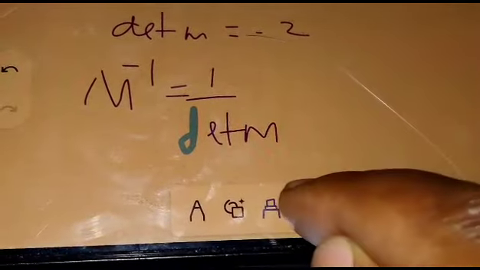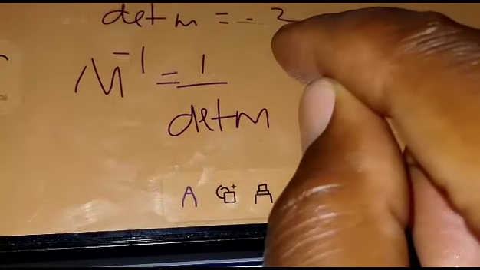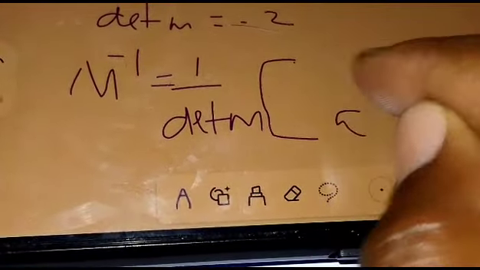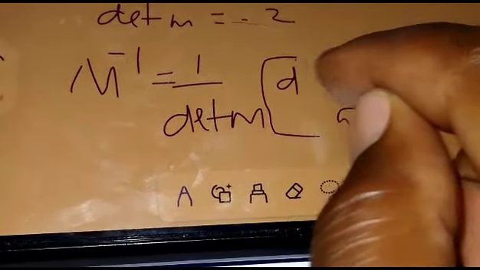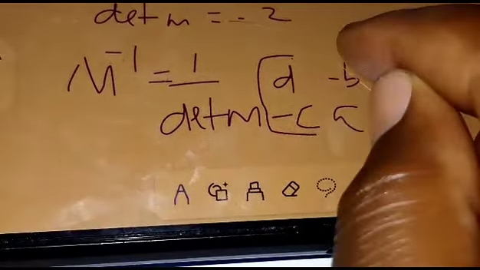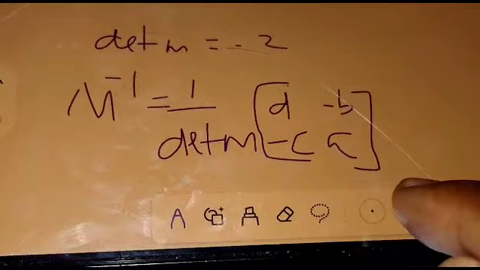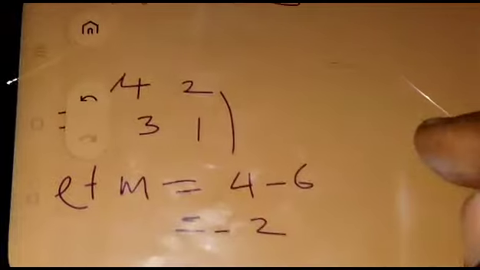Oops, I think we should do away with that and use the pen. So we have that. Then we have to interchange. A goes here, D moves up there, then the rest, B and C, acquire the negative sign. Okay, so that is what we do. We interchange that. All right, so let's go back to our previous matrix and do the inverse.